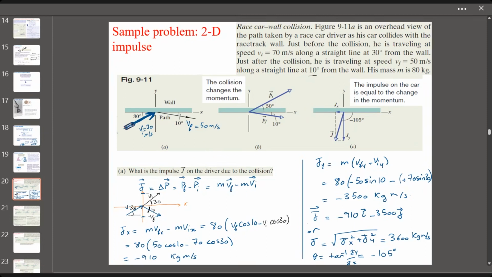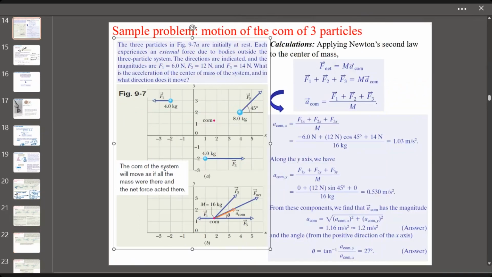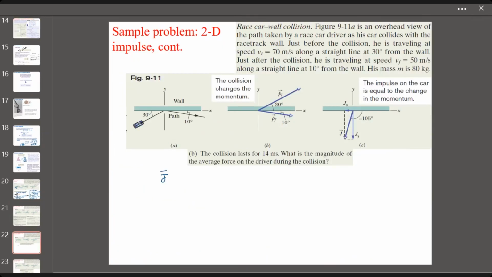Okay, so we found the impulse J in this part. I have another part. The collision lasts for 14 milliseconds. What is the magnitude of the average force on the driver during the collision? So here I'm going to use my second formula for the collision, which is J is equal to the integral of F dt. Now I can rearrange this formula. F average will be equal to J over the total time.